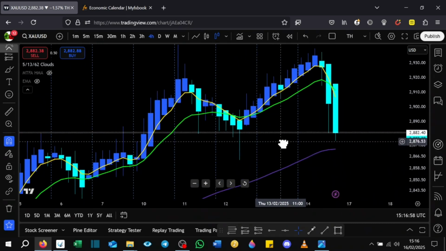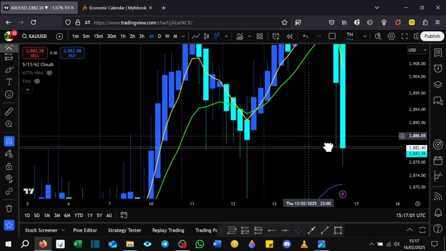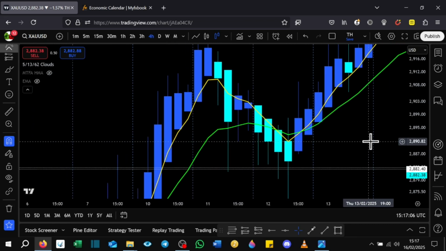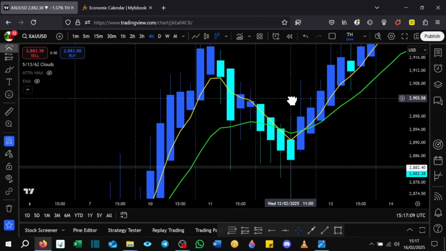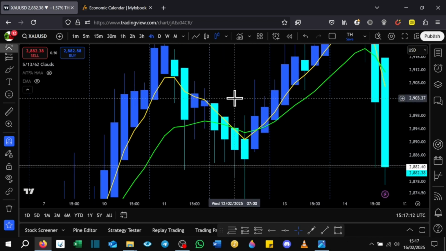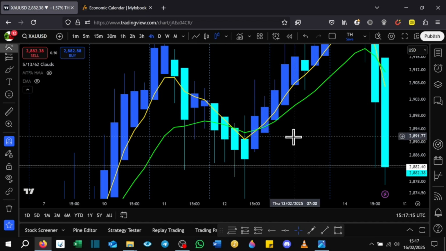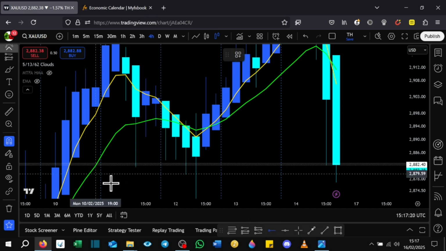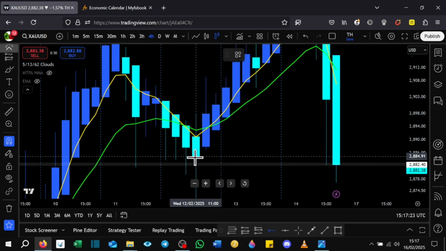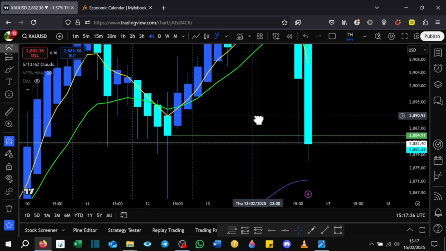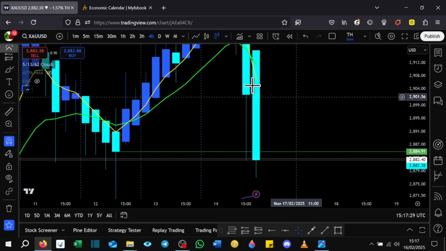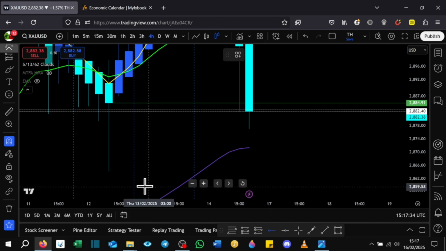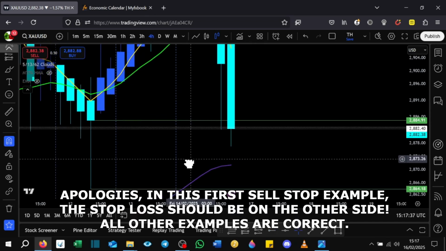But anyway, let's move on to buy stops and sell stops. Got to start getting this sounding right. Sell stops and buy stops. Okay, so a sell stop is where the market, I'll draw this on. If we set a sell stop here, just for argument's sake, let's say we set our stop loss here like this, right?